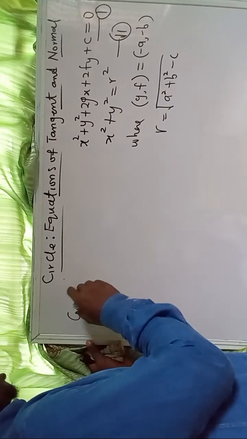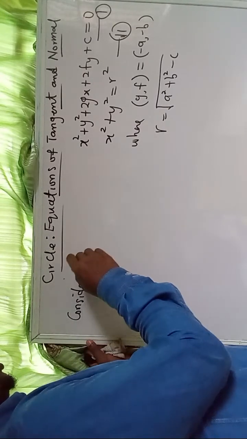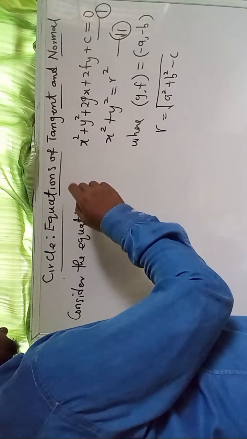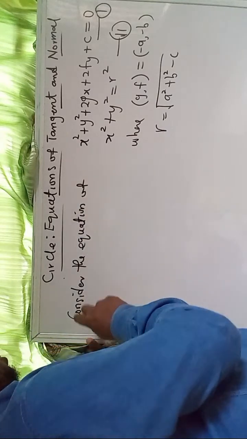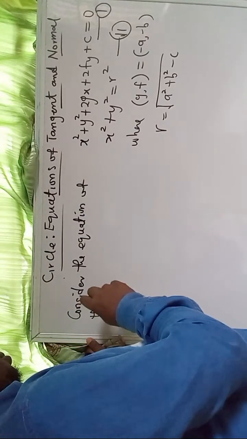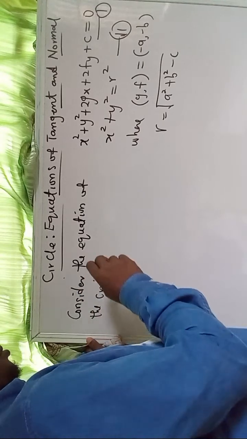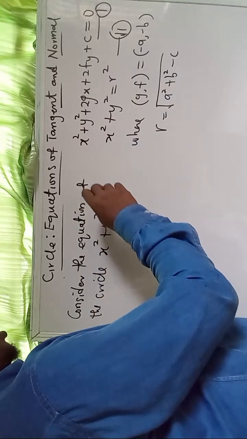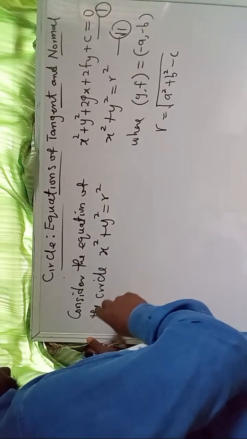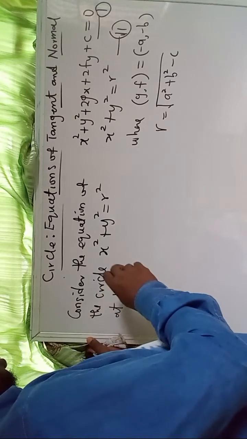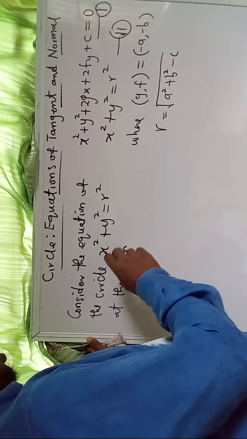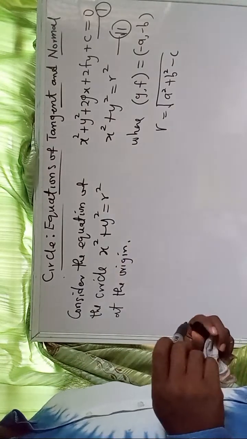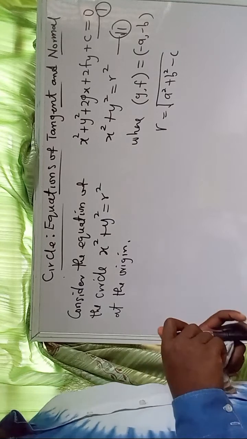So we say consider the equation of the circle at the origin. We say it's at the origin because the center of the circle is 0. The coordinate of the center is (0, 0).